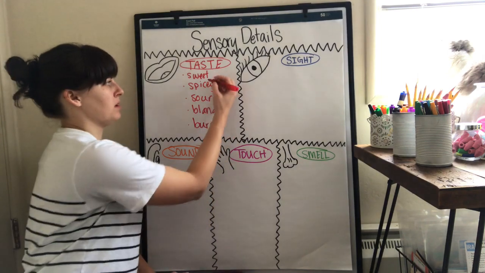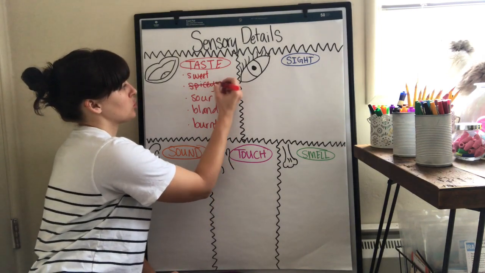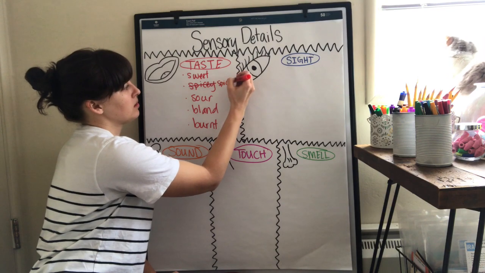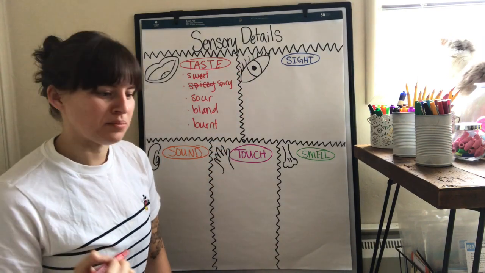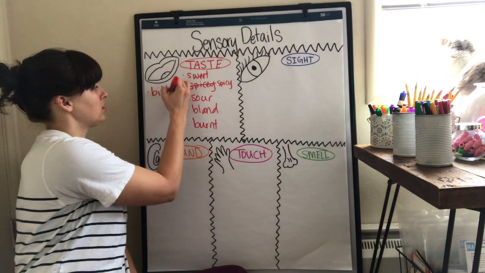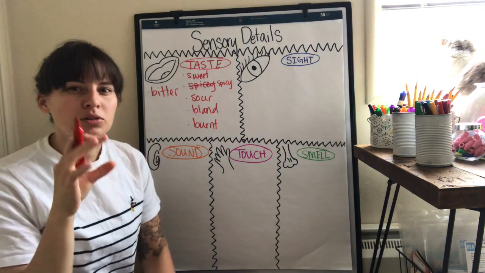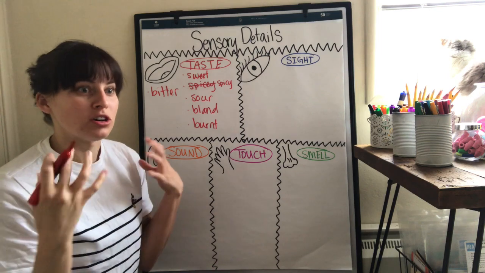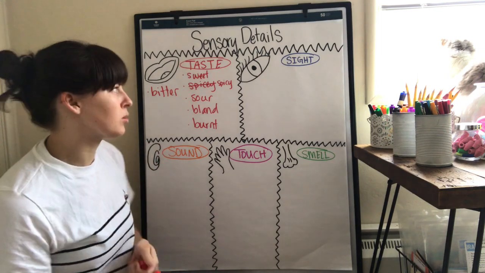I just realized I spelled spicy wrong. Oops. That's okay. We make mistakes all the time. We can do bitter. Right? All these things that we're tasting are tasting words, really good descriptive words.